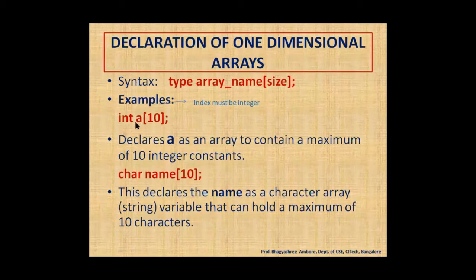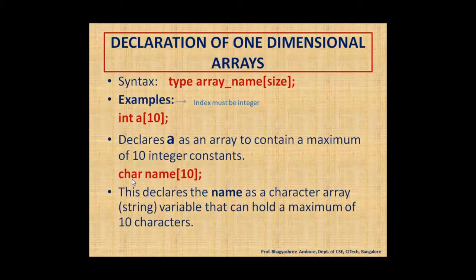Example, int is the data type. A is the array name. How many elements are there? 10. 10 is the size of the array. What it does, it declares A as an array to contain a maximum of 10 integer constants.